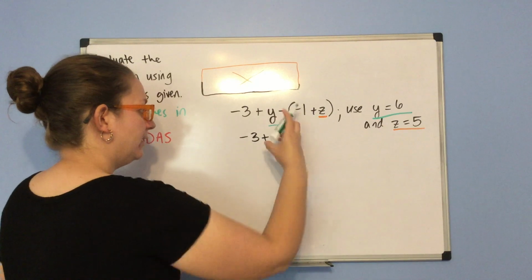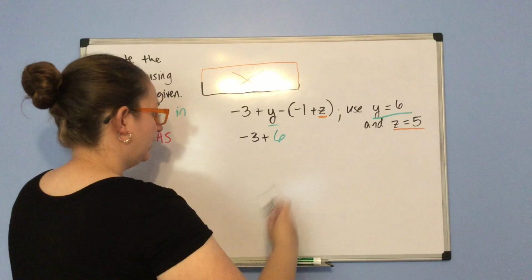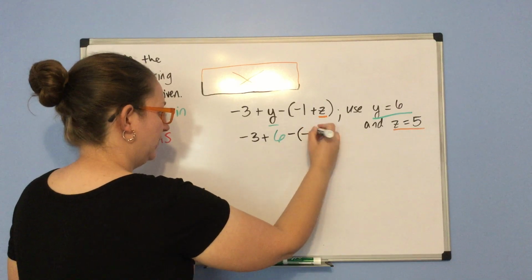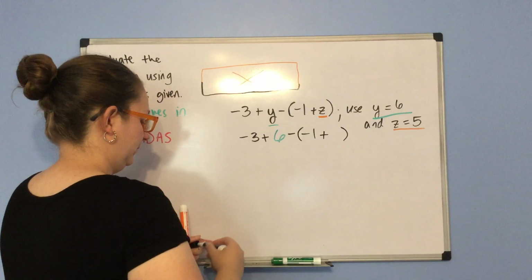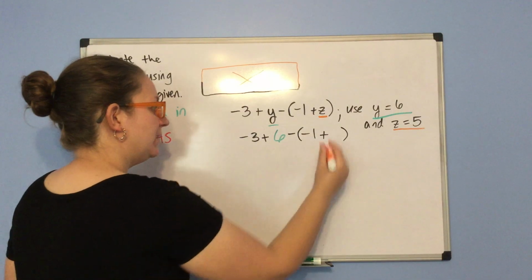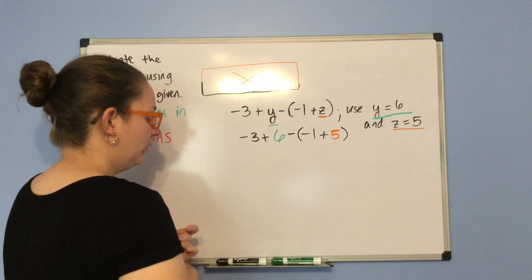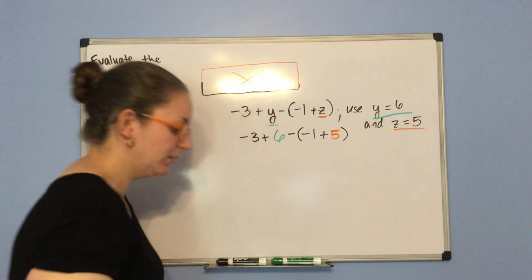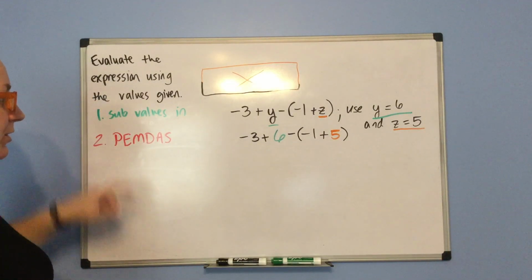So Y is 6. Everything else that's not Y or Z, signs, numbers, whatever else, stays the same. And then my Z is 5. So from here, we are going to follow our order of operations like we did before. So parentheses, we do have parentheses, we'll start there.